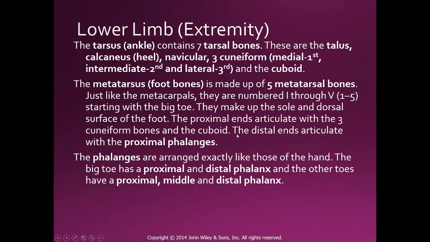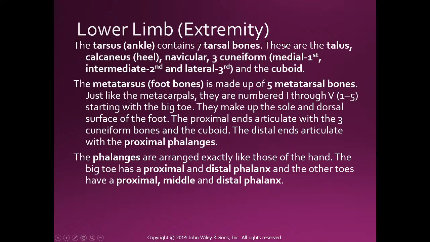We'll run through this pretty quickly. So the tarsus is the ankle region, and there are 7 tarsal bones. Now that's worth mentioning. There were 8 carpal bones, 7 tarsal bones. So that is one significant distinction between the two.